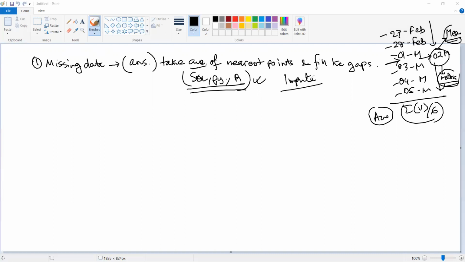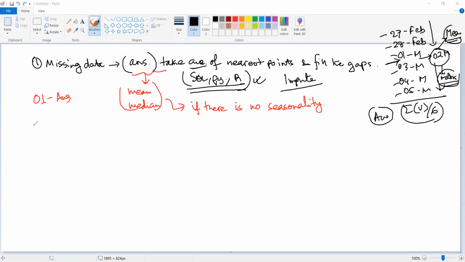However, the only problem with these techniques, where I was replacing with mean or with median, is that this kind of technique only works if there is no seasonality. If there is no seasonality, for example, consider a data set like this. 1st of August, I collected some data. 1st of July, I have some data. So basically, I have some monthly data, with a granularity of month. 1st of September, I have some data.